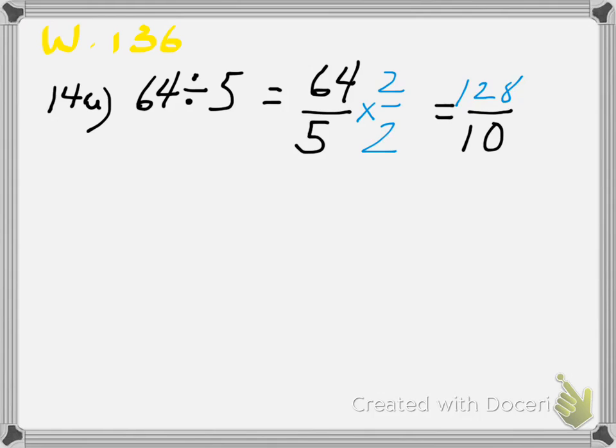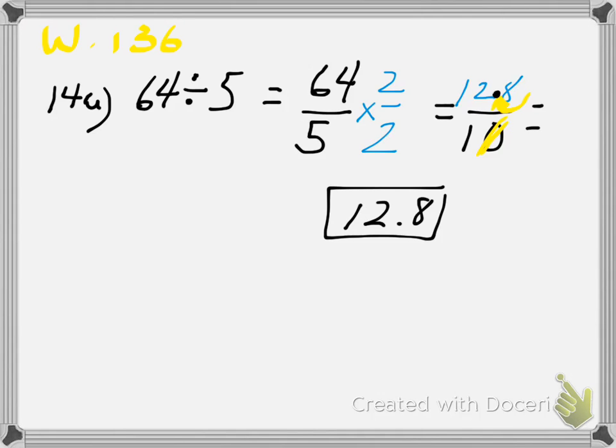So now to divide by 10 for this right here, all we have to do is cross out a 0. And if we divide this by 10, we have to divide the numerator by 10. We do that by moving the decimal point over one place and getting 12.8. So our answer is going to be 12.8.